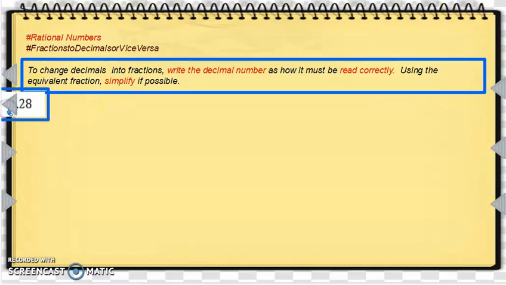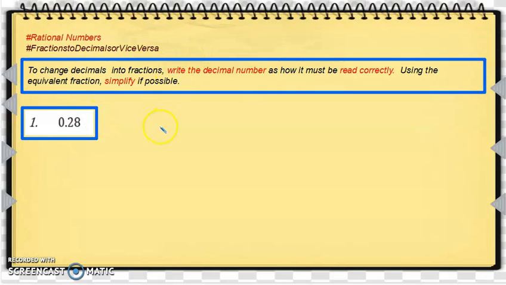So let's take the first one. We're given 0.28. As the rule says, you have to write this as how it should be read correctly. So we have 28 hundredths. 0.28 is read as 28 hundredths correctly. Now, we are going to get the GCF of these two. 28 and 100 can be divided by 4.